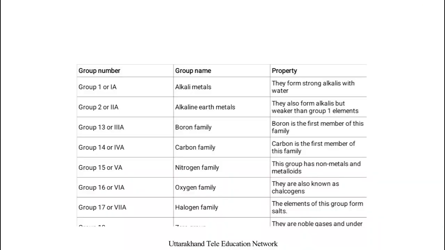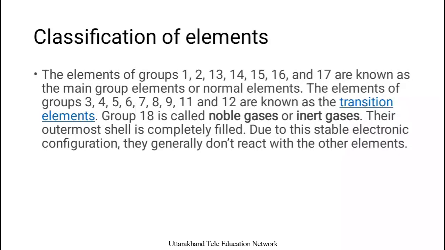In the modern periodic table, we can see group number, group name and property of some elements. And now we come to another one, classification of elements. How can we classify elements? We can see in this one.